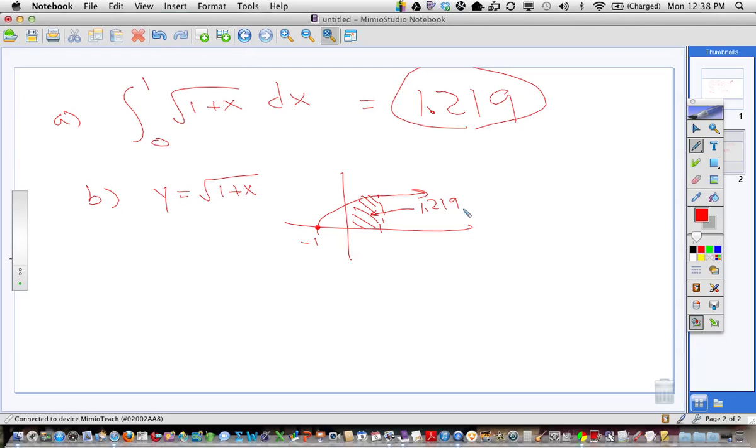Okay, well, that's how we learned what integrals were, right? When we first learned about integrals. It was an area. It was the area under this curve. Okay, and it's a square root shifted 1 left. So there it would be. Okay, then part C says what?